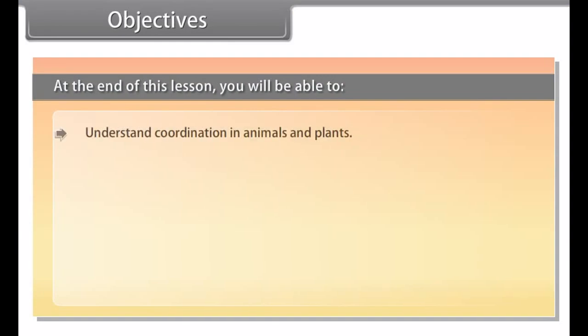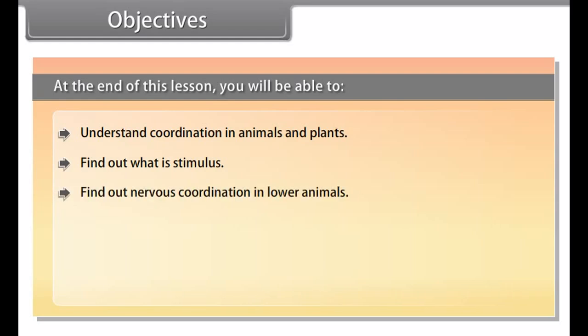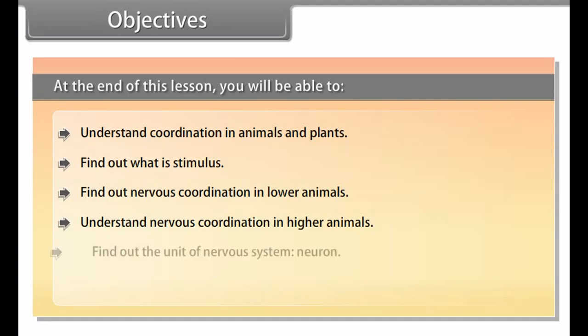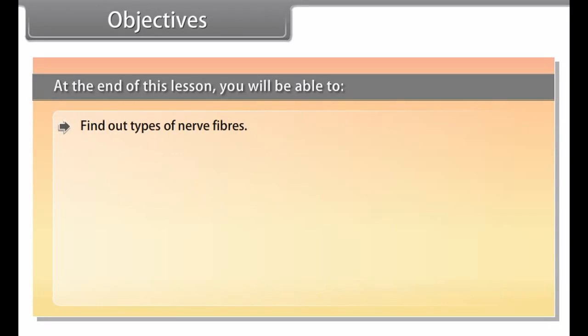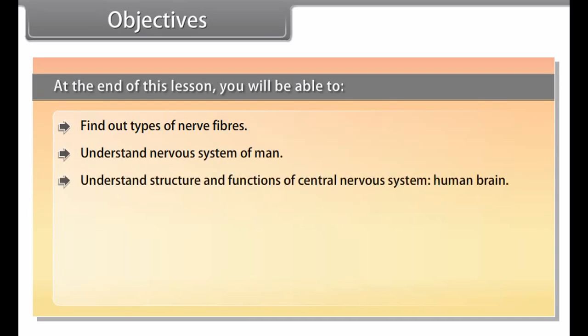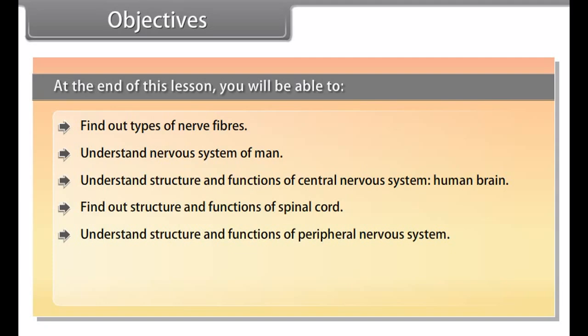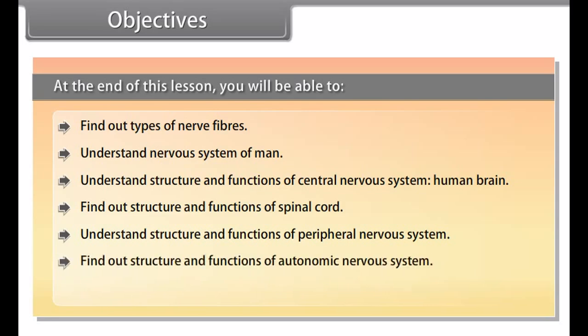Objectives. At the end of this lesson, you will be able to understand coordination in animals and plants, find out what is stimulus, find out nervous coordination in lower animals, understand nervous coordination in higher animals, find out the unit of nervous system, neuron, find out types of neurons, find out types of nerve fibers, understand nervous system of man, understand structure and functions of central nervous system, human brain, find out structure and functions of spinal cord, understand structure and functions of peripheral nervous system, find out structure and functions of autonomic nervous system, understand reflex actions.